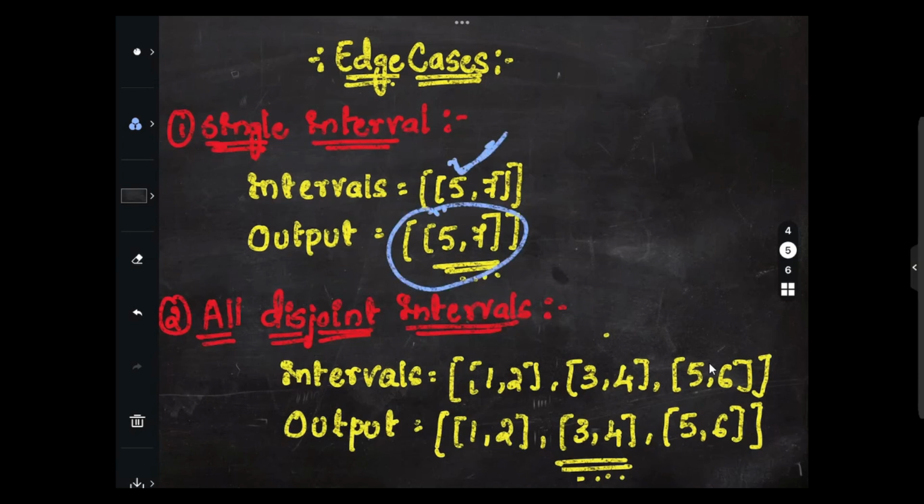The output will be quite obviously 5 comma 7. Why? Because no merging is needed here, right? Just for the single interval, no merging is needed. So we'll just return the input as output itself, 5 comma 7 as output.